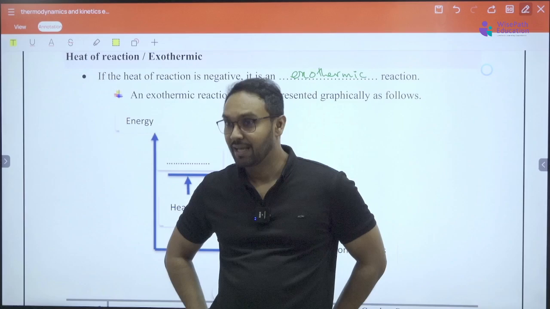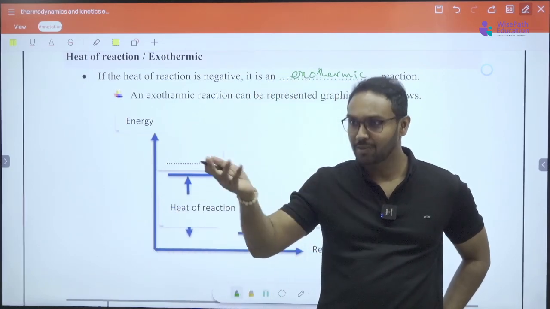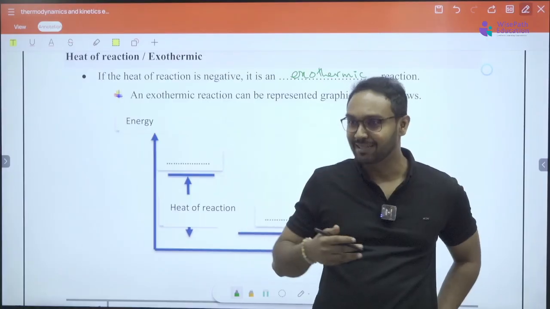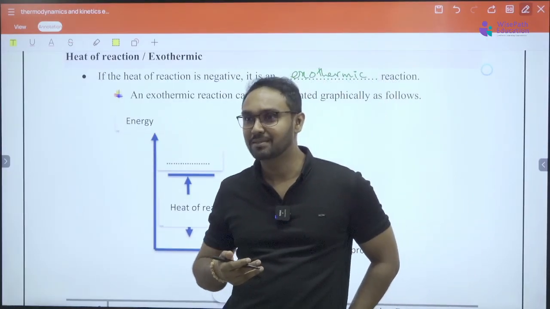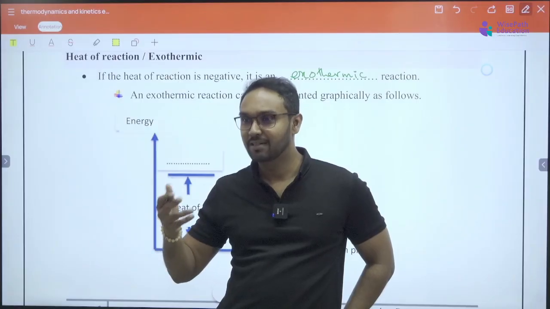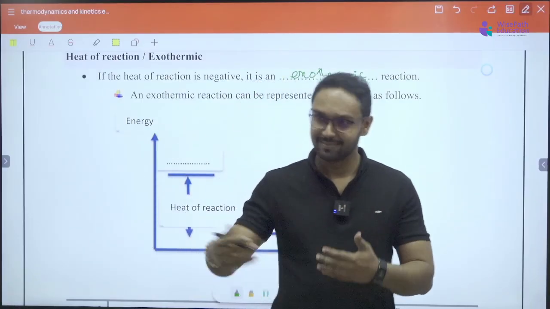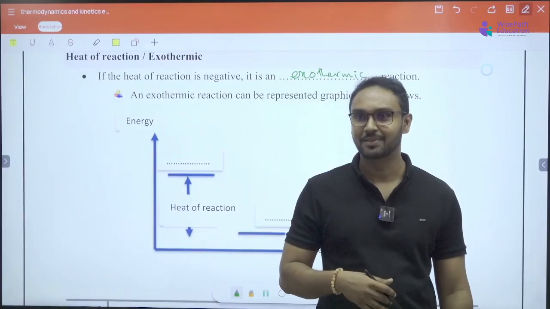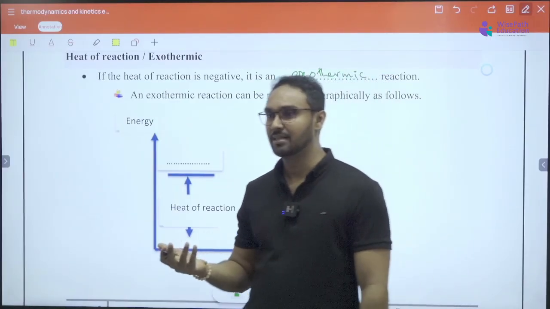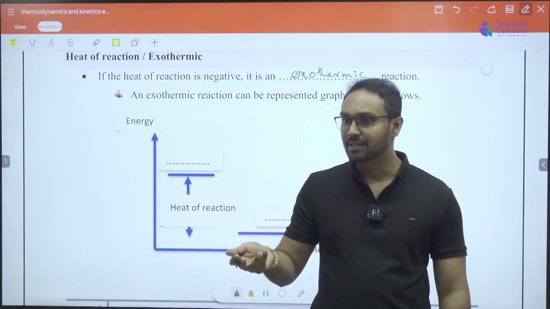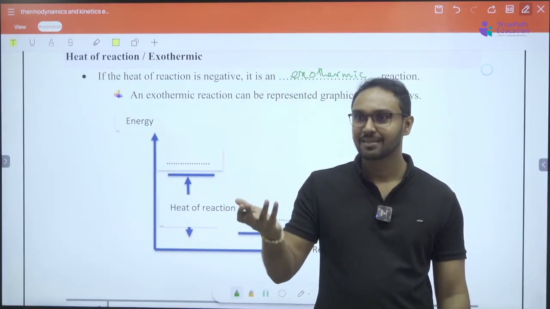And if the other way happens, if Penuja goes and gets beaten up, that's an endothermic reaction, because Penuja went to hit, but instead of hitting, he was beaten up. So he absorbed it. He took the energy to himself. So that's an endothermic reaction.